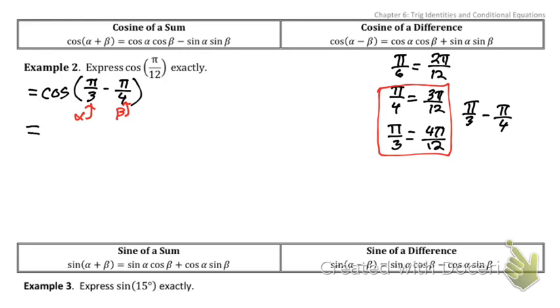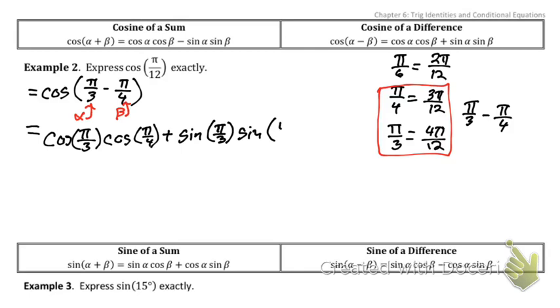So cosine of our first angle, which is pi over 3, times cosine of our second angle, which is pi over 4. We are going to add sine of the first angle, which is pi over 3, times sine of the second angle, which is pi over 4.